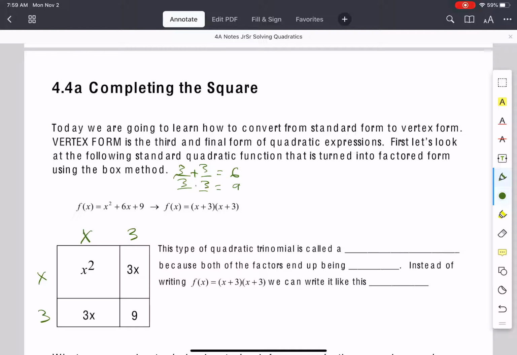So this type of quadratic trinomial is called a perfect square because literally the box is a square, right? Same on both sides.